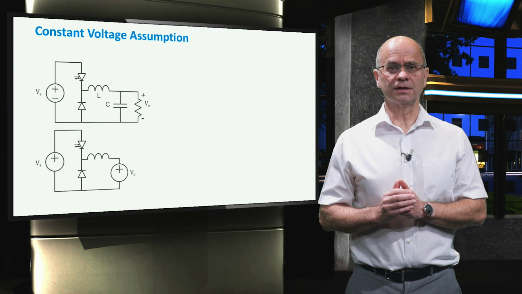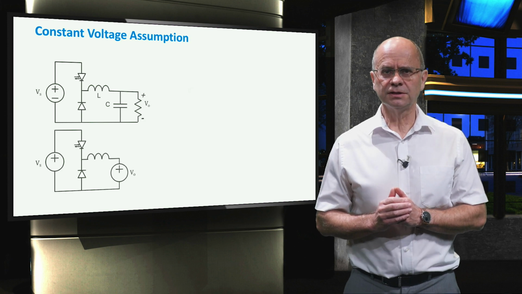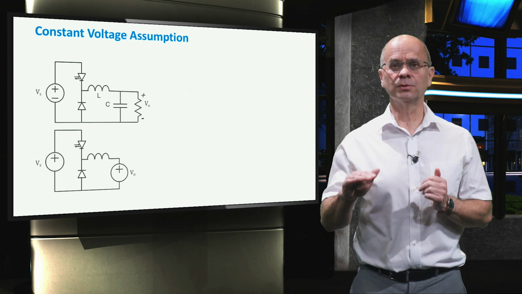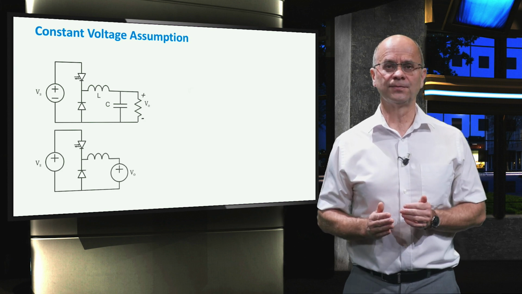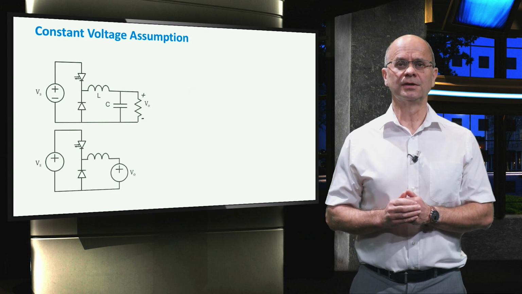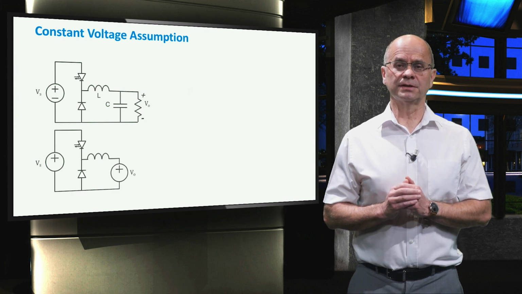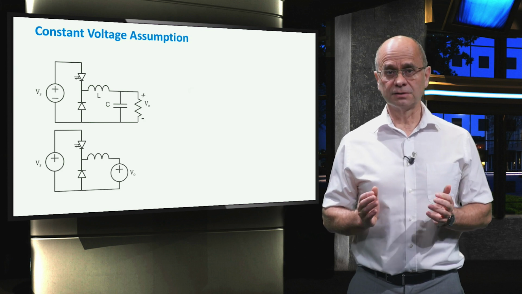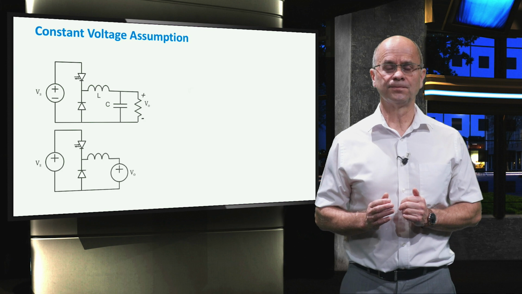The assumption that the output voltage is constant is reasonable as long as the cutoff frequency of the filter is much lower than the switching frequency. We will elaborate more on this later in the video. By assuming a constant output voltage, we can derive simple equations for the currents and voltages in the circuit.